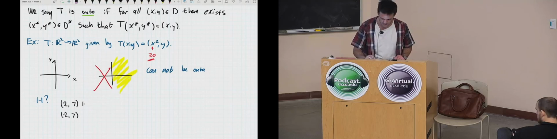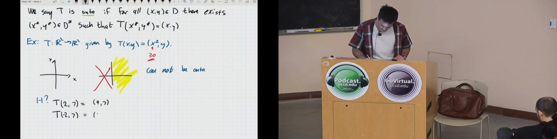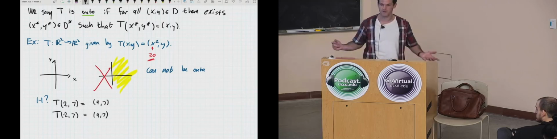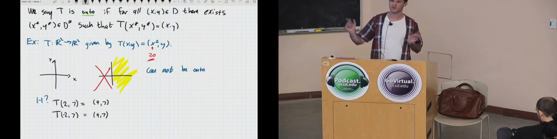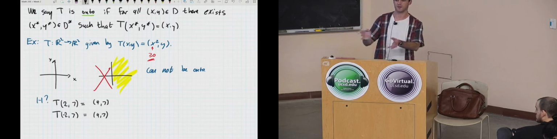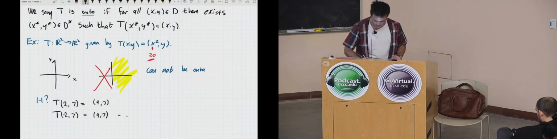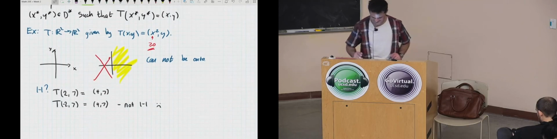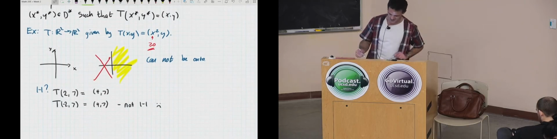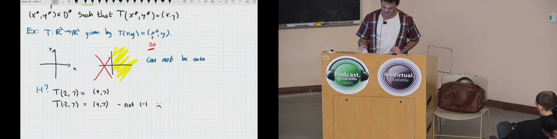T of 2, 7 is 4, 7. T of negative 2, 7 is also 4, 7. So I just took two different points but mapped them to the same point. So it's not one-to-one. Yeah, so we can't invert that one as defined.